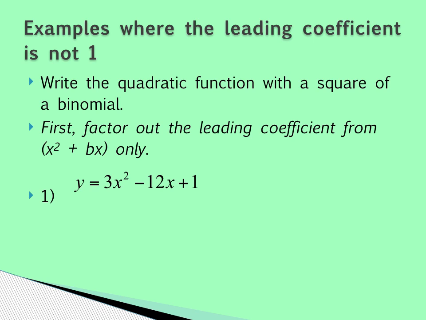So for this first one here, we have y equals 3x squared minus 12x plus 1. So I'm going to factor out a 3, but just from the 3x squared and the minus 12x. That plus 1 is just going to stay on the outside. And then I'm going to do my completing the square process, but whatever I add in as my c to offset it, I also then need to multiply that by this 3 that I factored out.